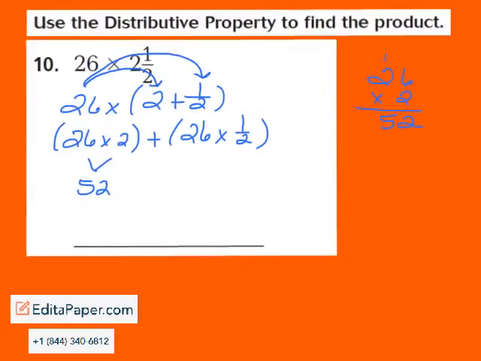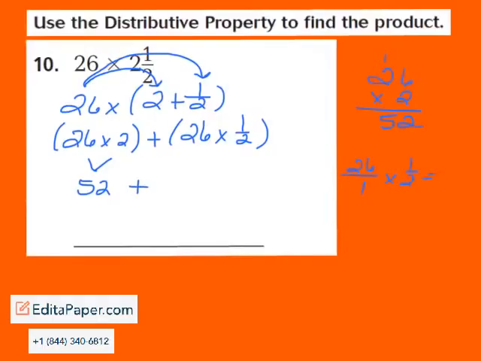Now our next step is we have to add that to our second product, which is 26 times 1/2. Now if I'm going to multiply 26 times 1/2, let's come out to the side and take care of that. We're going to make 26 into 26 over 1. We're going to turn it into a fraction, and we're going to multiply that by 1/2.